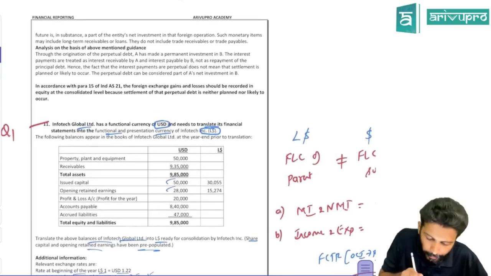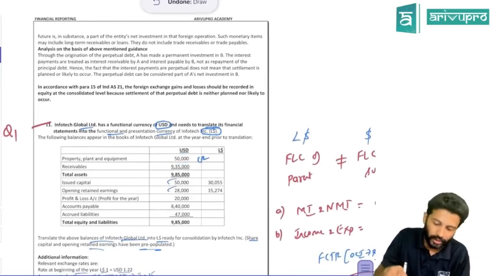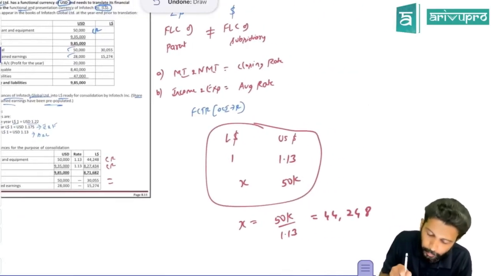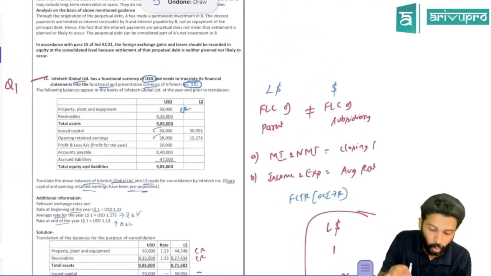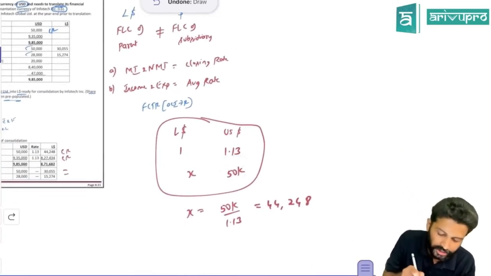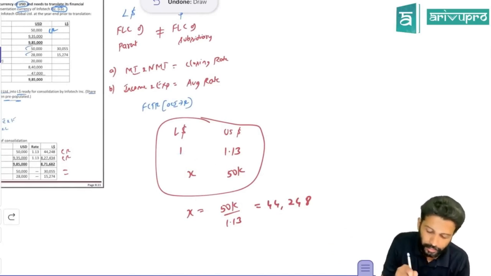Now here, property, plant and equipment. Property, plant and equipment is an asset. For all assets, we use closing rate. Okay. What is the closing rate? 1 local dollar is equal to 1.13 US dollars. How much is the local dollar value of PPE? 50,000 US dollars is equal to how much local dollars? Cross multiply. How much is this? 50,000 into 1 divided by 1.13.